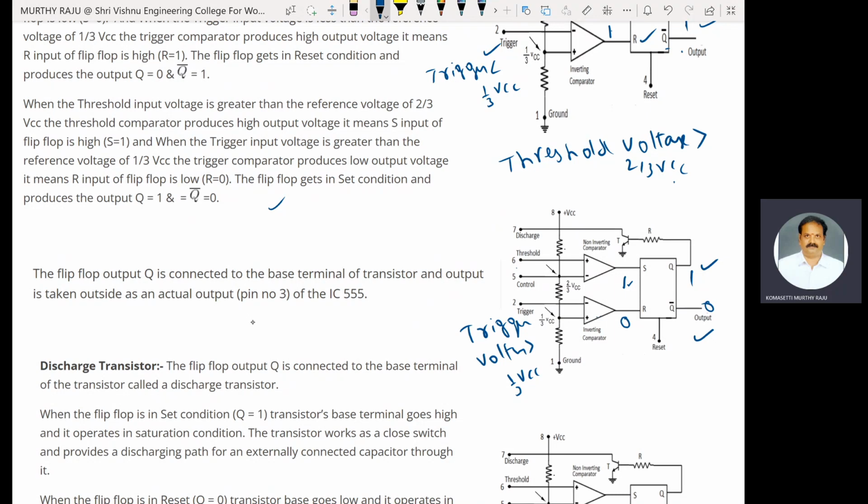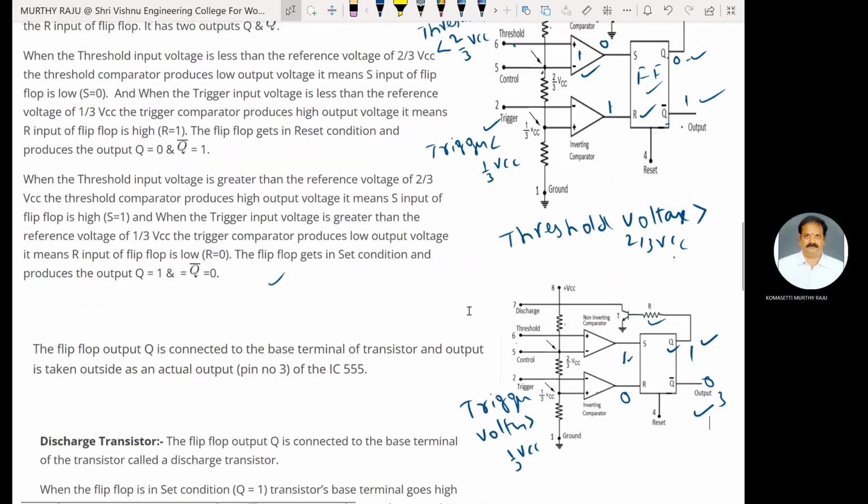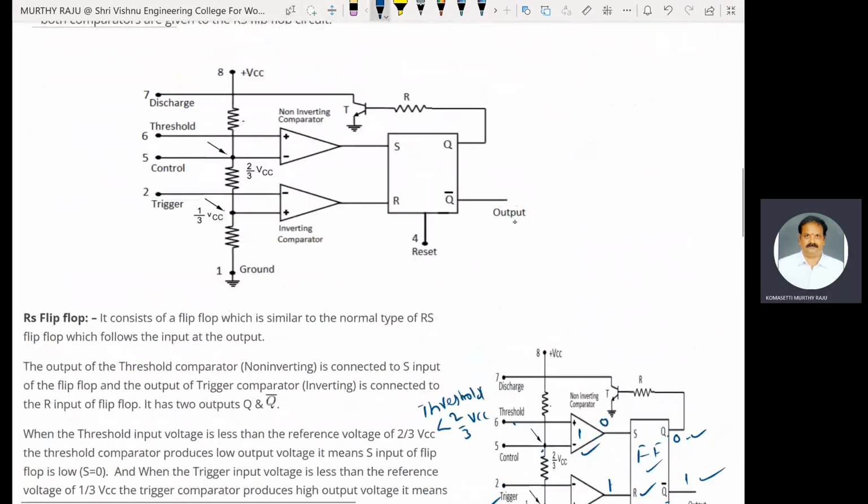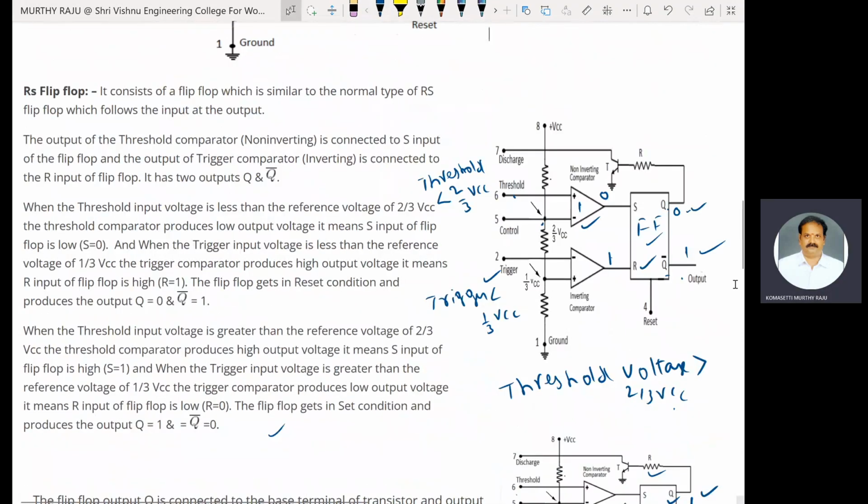The flip-flop output Q is connected to the base terminal of the transistor through R, and the output is taken outside. The actual output pin is 3. In this diagram, the actual output pin is 3.